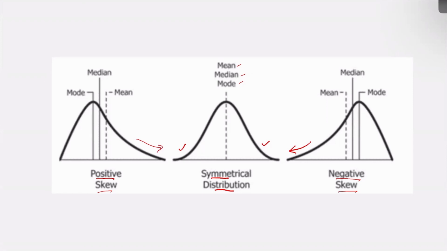So let's talk about positive skew. The tail will be pointing towards right, and then mean would be greater than median, and median would be greater than mode. Okay. But the total opposite thing happens with negative skew. Mean will become the smallest value. So mode will be greater than median, and median will be greater than mean.